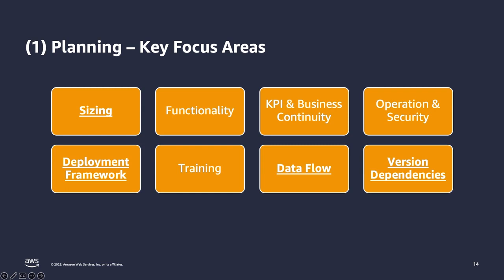The first phase of your migration is making sure that you make all the appropriate planning. This is important because this phase will help you decide on the requirements for the next 5 phases. In the planning phase, your design decisions will be influenced by 8 different focus areas, where the majority of your activities, discussions, and meetings will typically be spent on 3 focus areas, which are sizing, data flow, version dependency, and deployment framework.